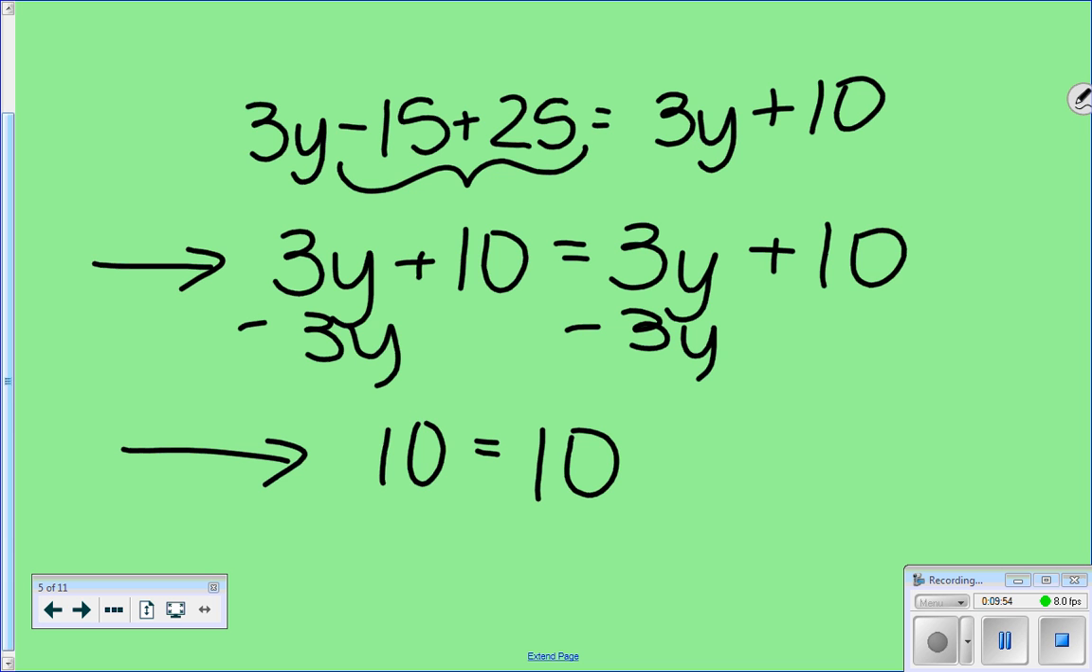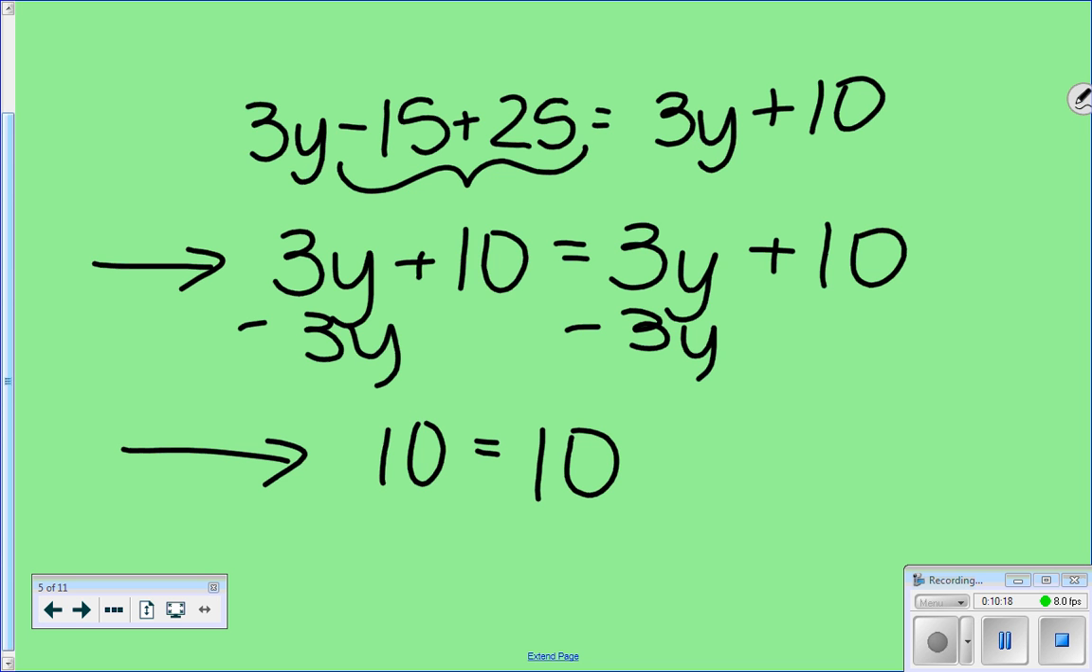What this means is that no matter what number I put in for y, both of these are going to be equal. What if I put 1 in here? 3 times 1 is 3 plus 10 is 13. If I put 1 in here, is it going to be the same? If I put 2 in on this side and 2 in on that side, is the answer going to be the same? Yes, that's what an identity says. It says that no matter what number I put in that y, it's going to be the same on both sides of that equal sign.